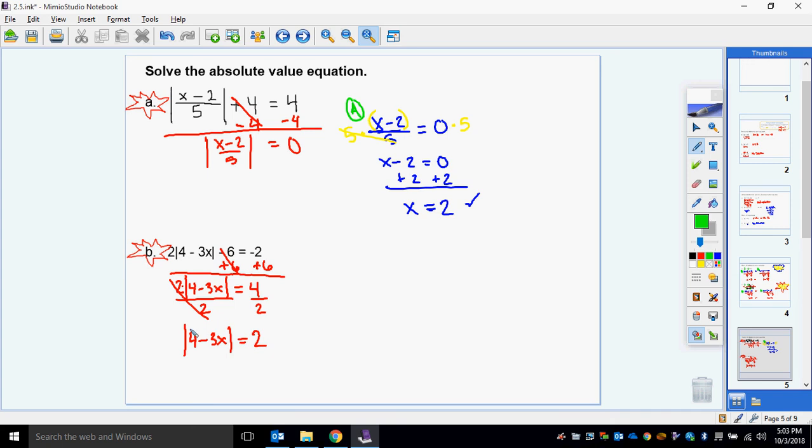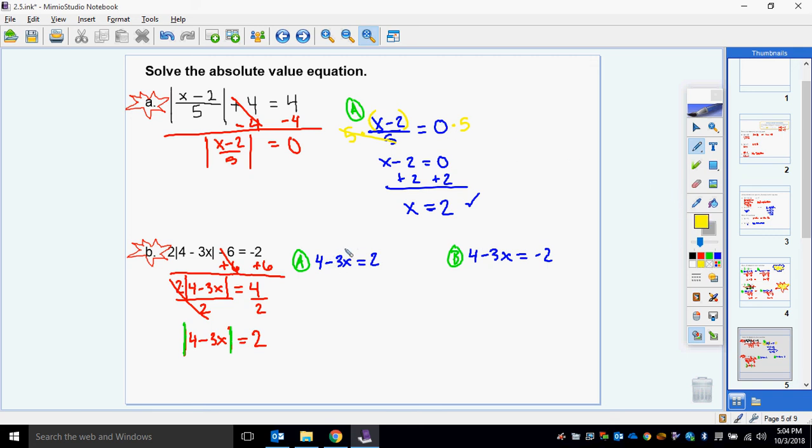Now that my absolute value is by itself, I'm ready to set up a plan A and a plan B. Plan A is everything stays the same, 4 minus 3x equal to 2. Plan B is we have to change our shirt, so 2 would become negative. Okay, there's a reason I didn't have a plan B up here: it's because there's no negative value for 0. So now I'm going to solve.